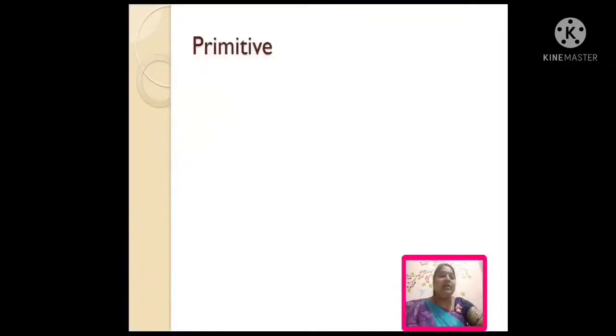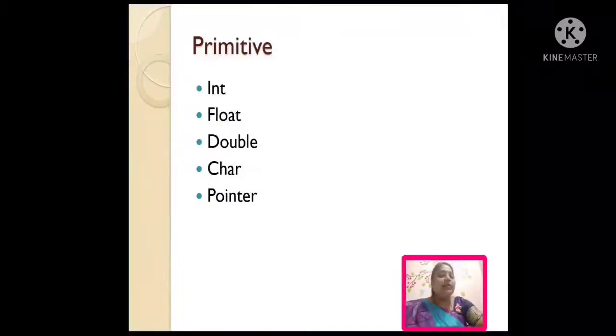First, we have to see what is primitive. Primitive is nothing but the data types which are available. We can say these are built-in data types or already available data types. These are the already available data types we have: integer, floating point, double, character and pointer. So why do we say this is a primitive data structure? We already know a data structure is used to store data. In integer also we store data, and floating point also we store data.